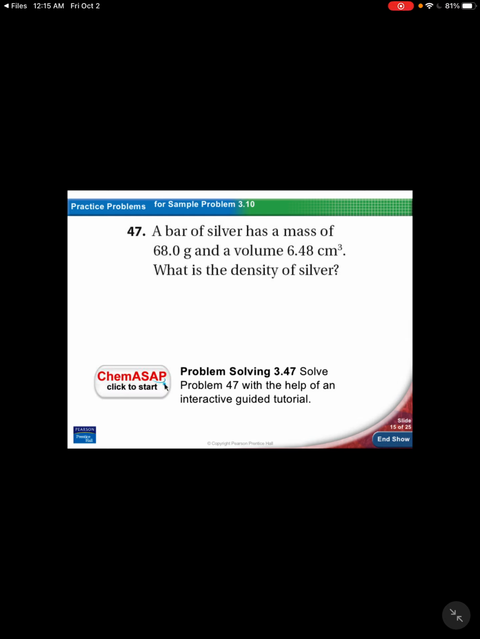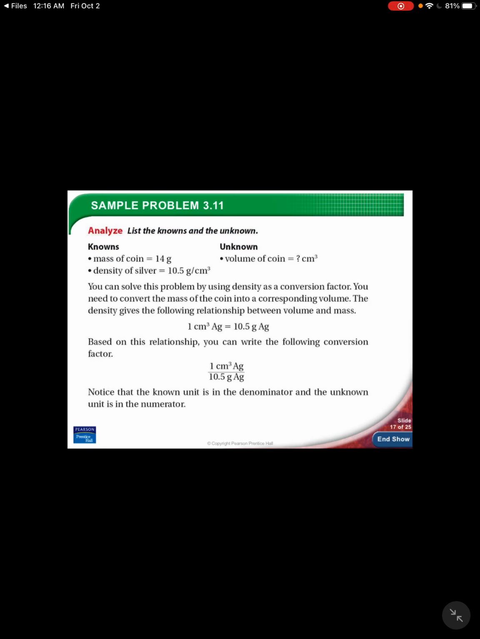Silver, of course, is a very dense substance. If you have a bar that weighs 68 grams and has a volume of 6.48 cubic centimeters, you would simply divide the 68 grams by 6.48 and you'd get a density of a little over 10. You can do the math. It's very simple. So, here's a problem. A coin has a mass of 14 grams and the density of silver is 10.5 grams per cubic centimeter, and it wants to know the volume.